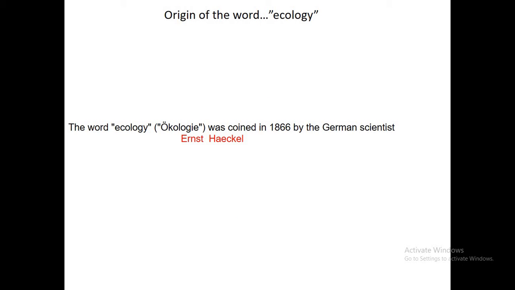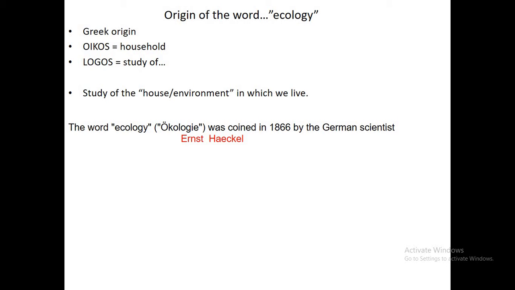Next, we should know what ecology is. The word ecology comes from the Greek word oikos, which means household. And the next part is logos, which means to study or to discuss the environment. So ecology is the branch of biology which studies the house or environment in which we live. We live means the earth. The word ecology was coined in 1866 by the German scientist Ernst Haeckel.